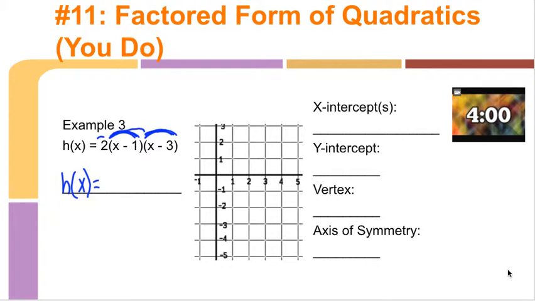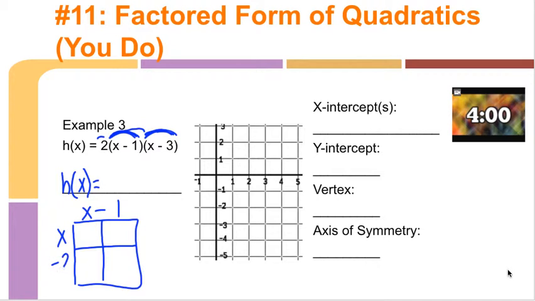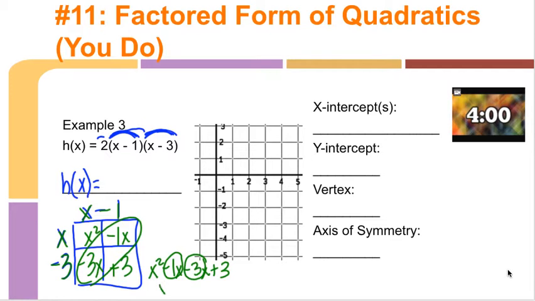So if you were to use the box method, you can set it up like this: x minus 1, x minus 3. X times x gives me x squared. X times -1 gives me -1x. -3 multiplied by x gives me -3x. And -3 multiplied by -1 gives me a +3. So now I've got x squared minus 1x minus 3x plus 3. Notice how these are like terms. These are my like terms. So that makes x squared minus 4x plus 3.